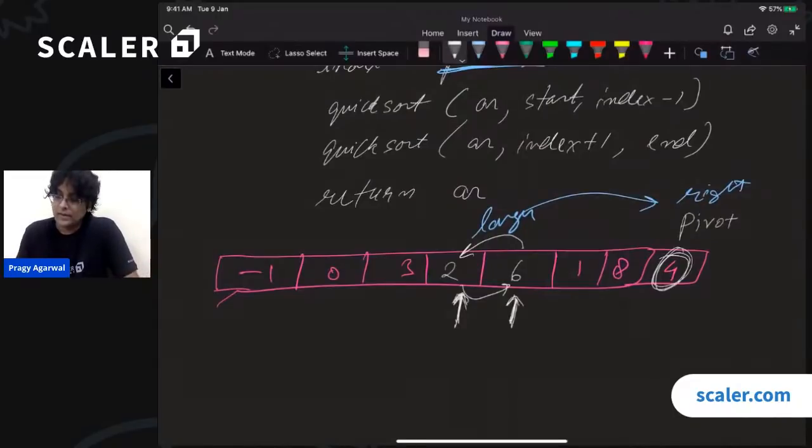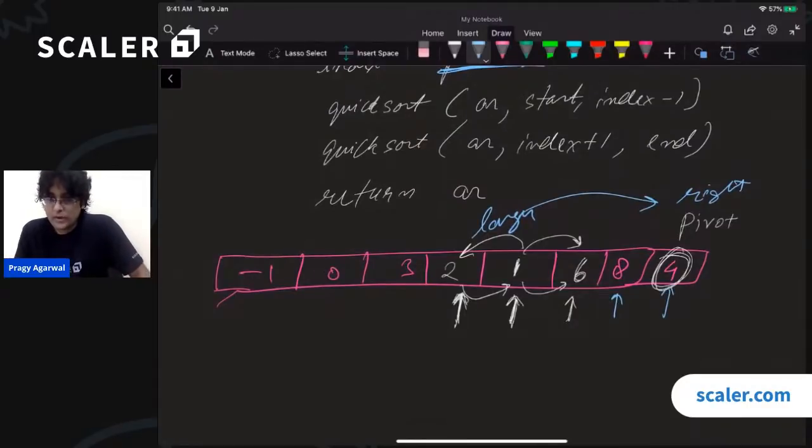Then I will come to 1. 1 is still smaller than 4. So I will swap the 6 with 1. So 1 will come over here, and 6 will come over here. Then I will go to 8. 8 is larger than 4, so I won't do anything. I will continue forward. And I reach the end.